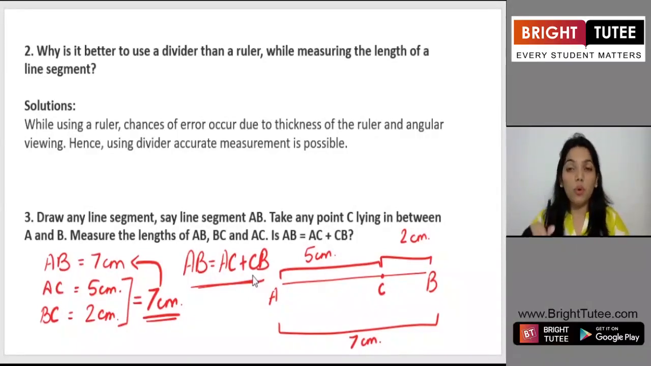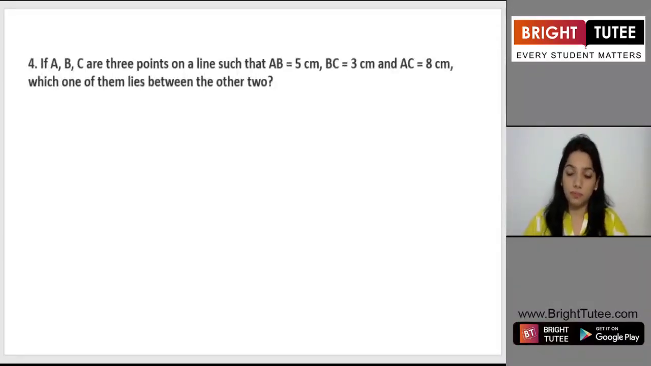Okay, but what you will observe is that every time this particular relationship will be fulfilled, that is AB will always be equal to AC plus CB. Okay, moving to the next question. It says, if A, B, C are 3 points on a line such that AB is 5 centimeters, BC is 3, AC is 8, which one of them lies between the 2 points?